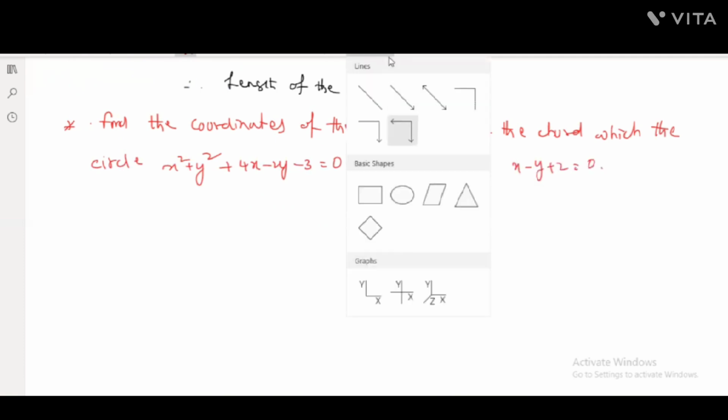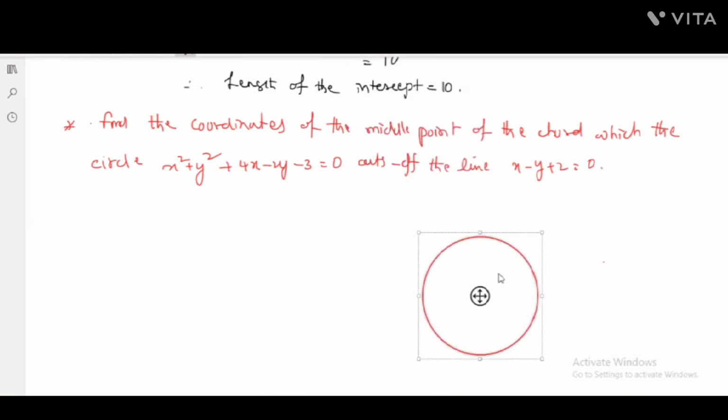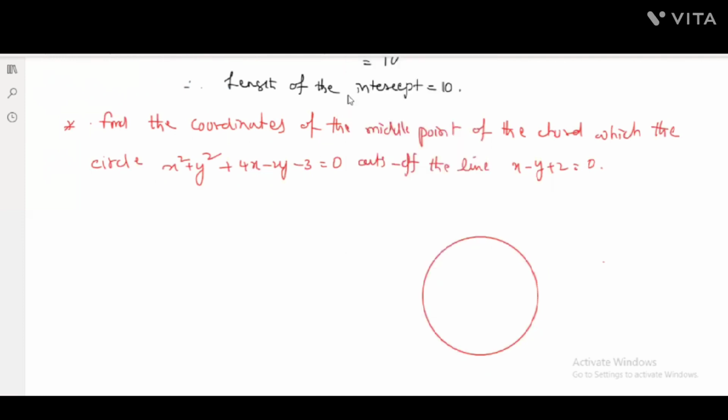Let's see the diagram for this one. So this is a circle, and let's think this is the line. So this is the line.